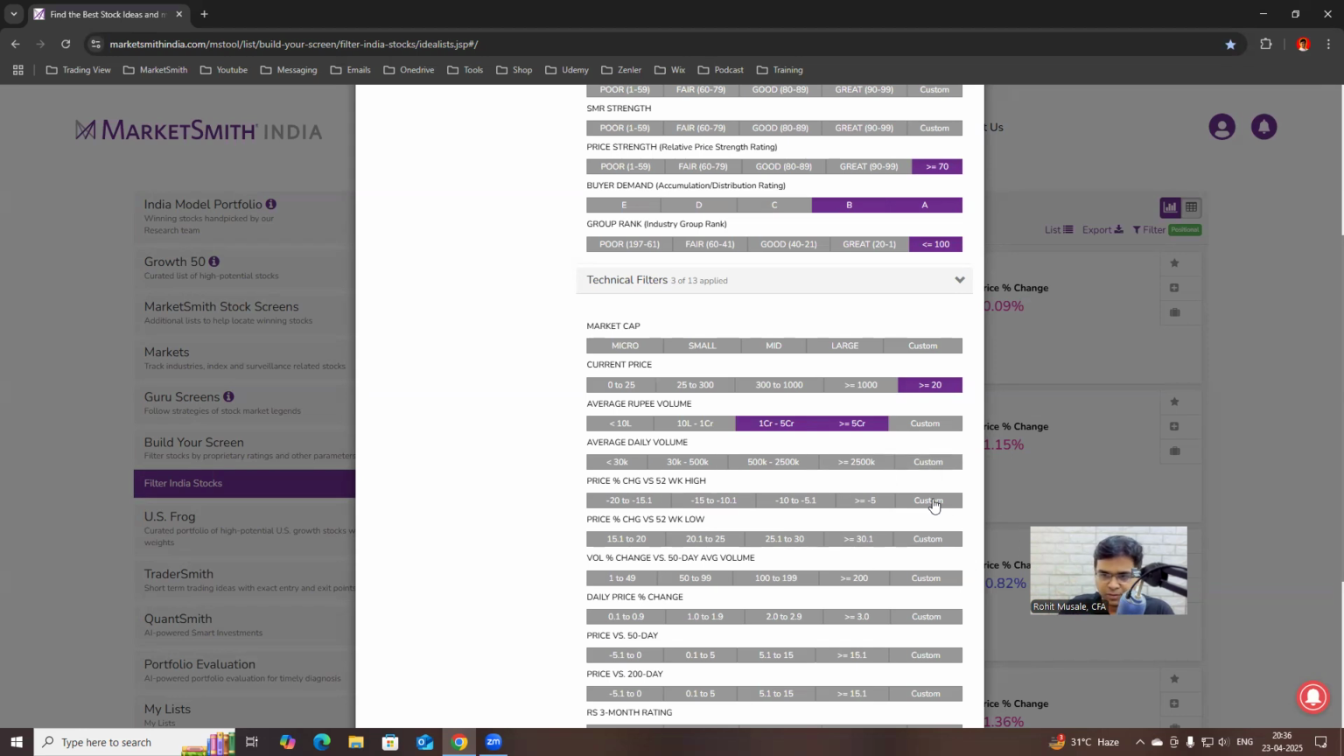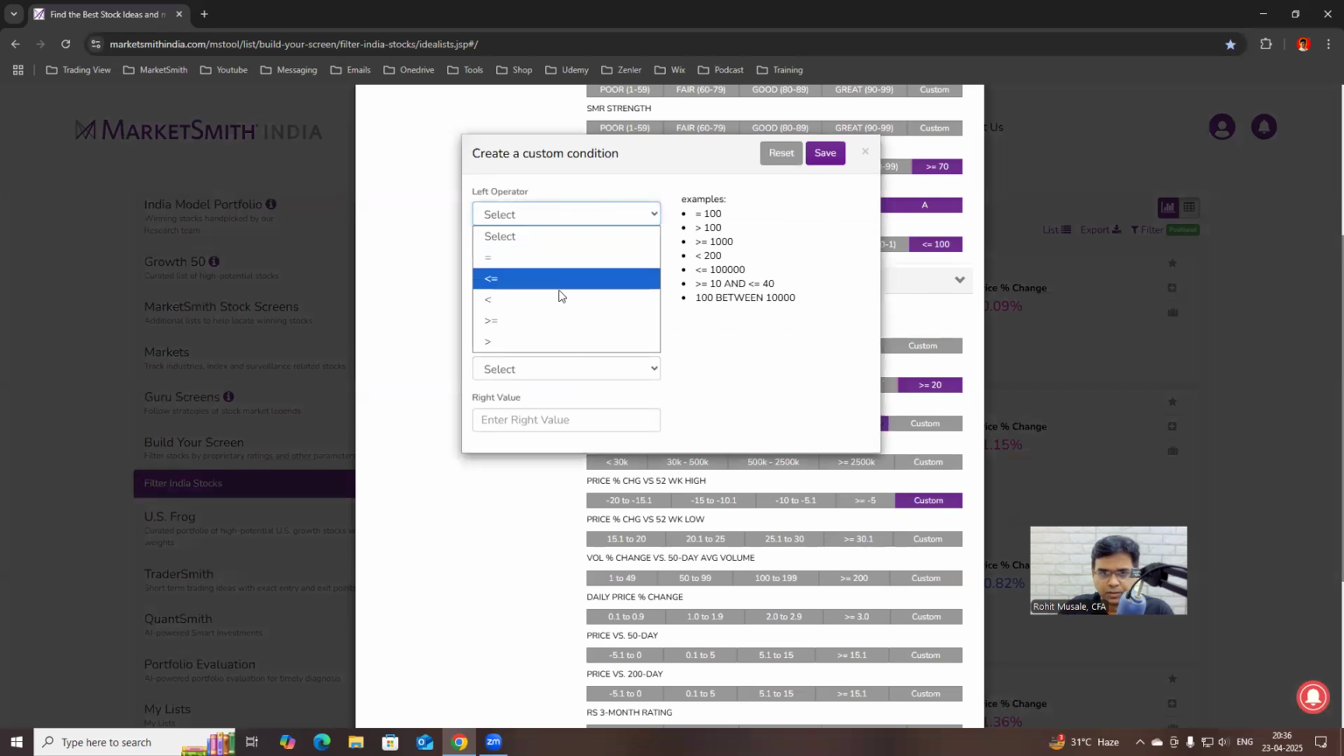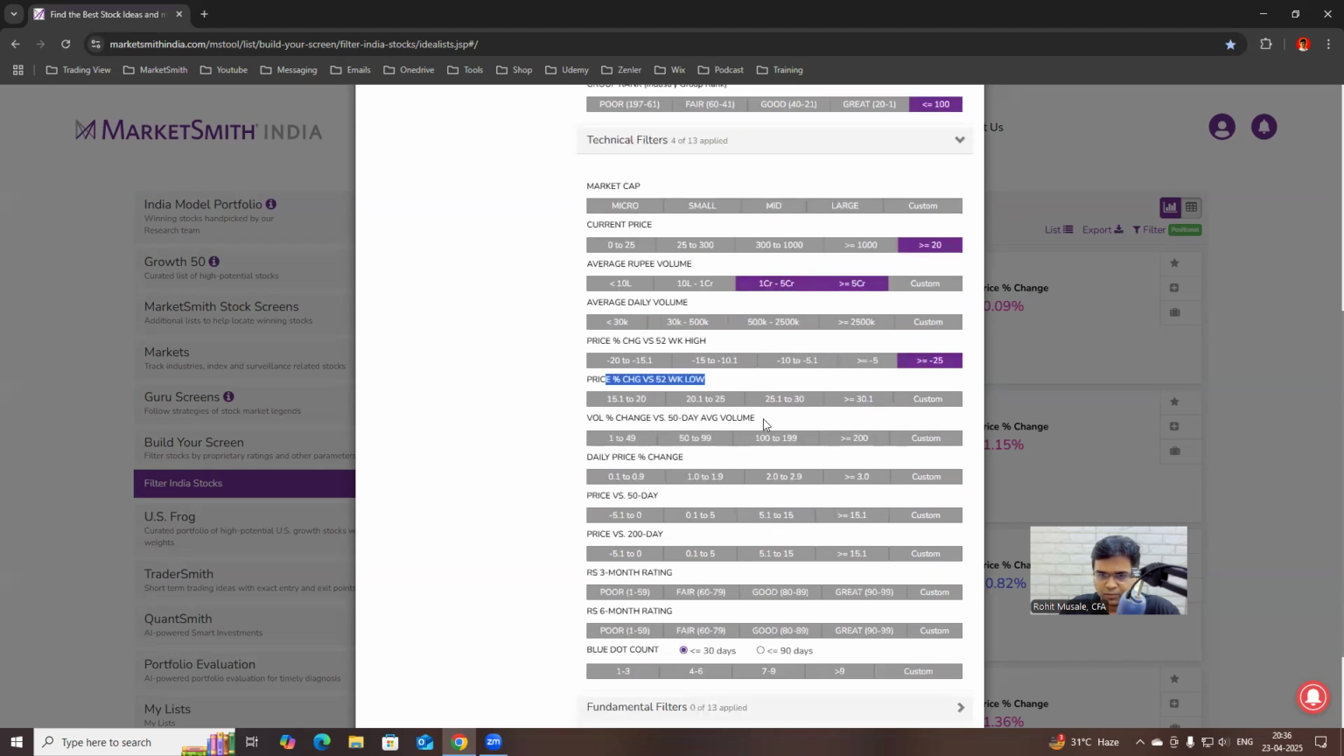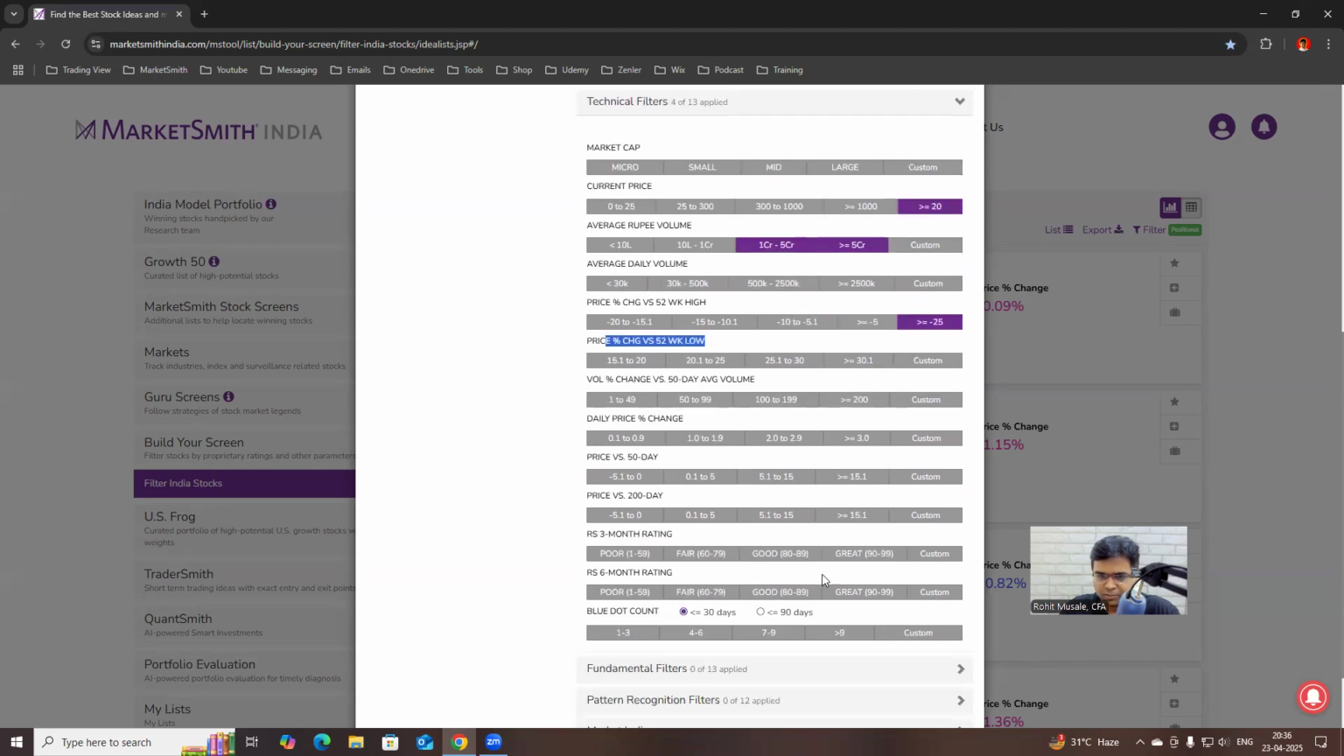Price versus 52-week high, definitely he would use greater than or equal to minus 25. So price should be within 25% of 52-week high. I think he would use 15% here, but I'm using 25%, which is consistent with Minervini's approach. 52-week low, he doesn't talk about that in the book. This is coming from the trend template. Volume versus 50-day, not important. Daily price change, not important.